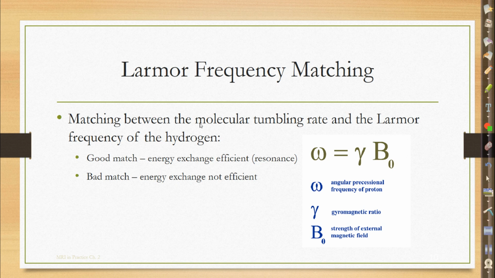So when the tumbling rate of, say, fat or water matches the Larmor frequency of hydrogen, there's an efficient exchange of energy. Remember, resonance: there has to be an efficient exchange of energy. It has to match the frequencies for these things to gain enough energy to oppose the static magnetic field.